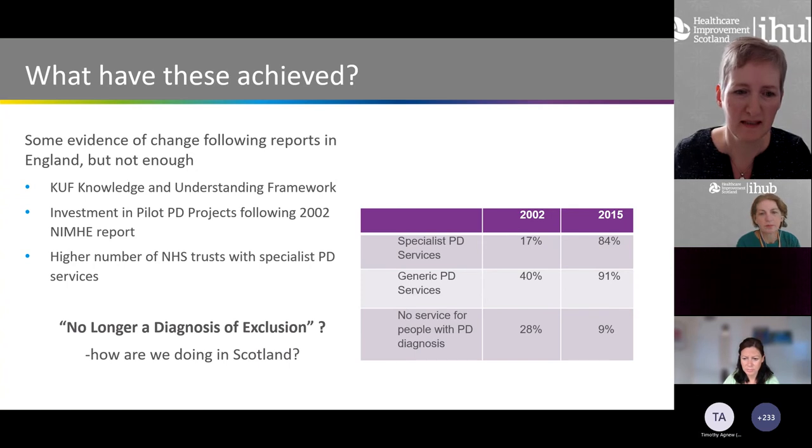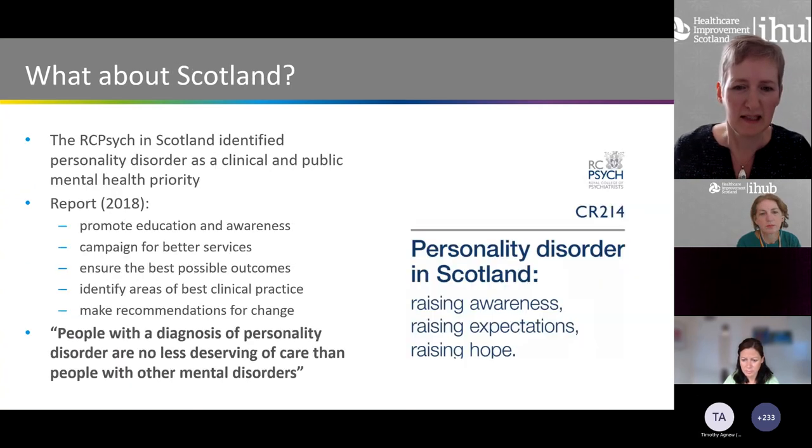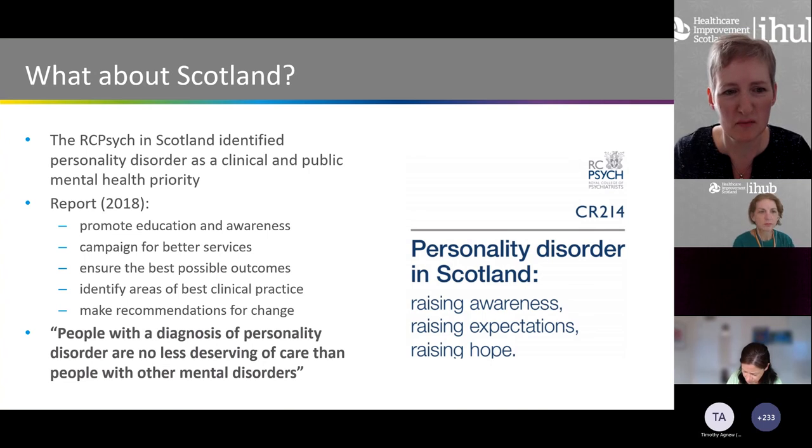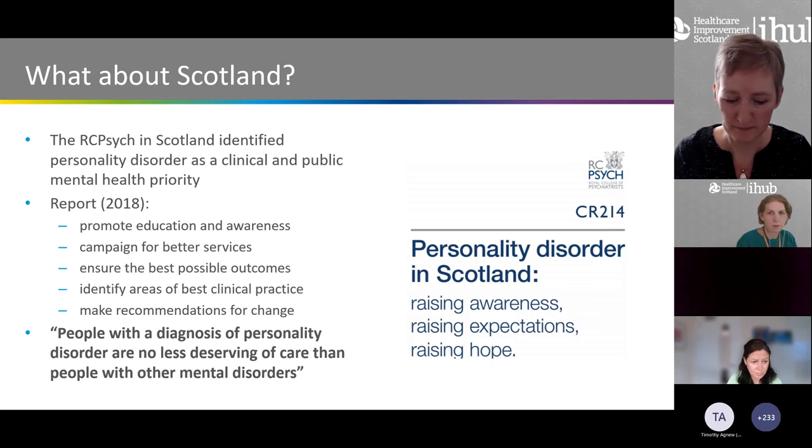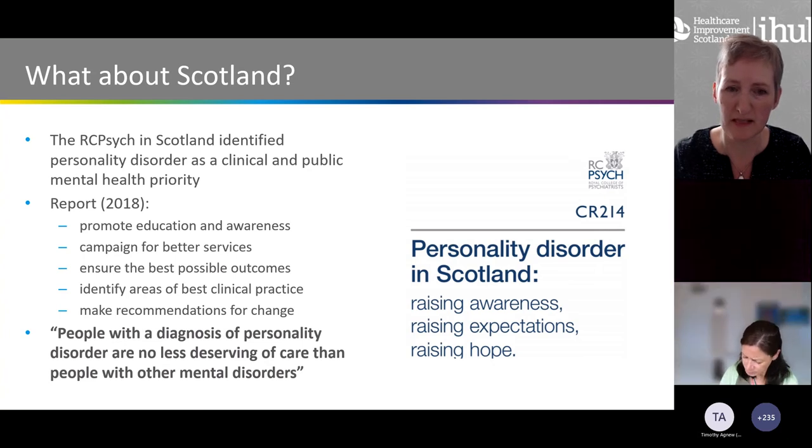So the next slide. I guess then we come to Scotland and have a think about what we're doing in Scotland. We didn't want to be left out, so we produced some of our own reports, and the Royal College of Psychiatrists in Scotland produced this report in 2018 after identifying this as a priority, with these aims of promoting awareness and campaigning for better services and outcomes for people, and starting the process of mapping some of the services in Scotland in an initial way.